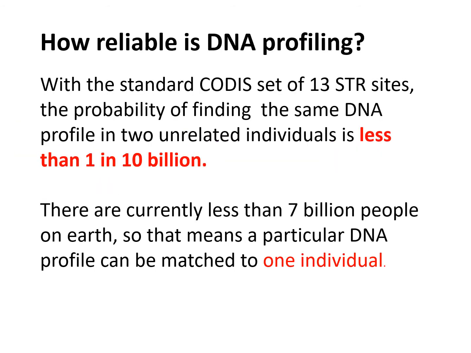So how reliable is DNA profiling? With only 13 STR sites, the probability of finding the same DNA profile in 2 unrelated individuals is less than 1 in 10 billion. So there's over 7 billion people on the planet, so it's pretty easy to see that you're going to match it down to one individual, especially one individual that could possibly have been at the crime scene at that time.